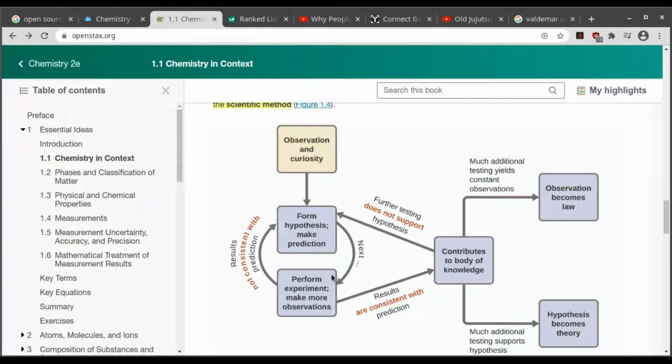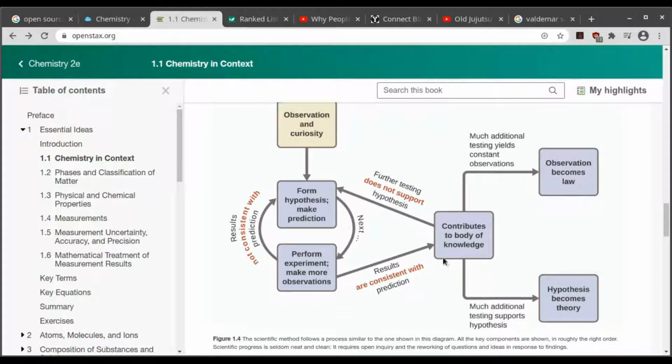We come back. If it does, then if much additional testing yields consistent observations, the observation becomes law. Much additional testing supports hypothesis. Hypothesis becomes a theory. So, yeah. Observations become laws. Hypothesis becomes theory.